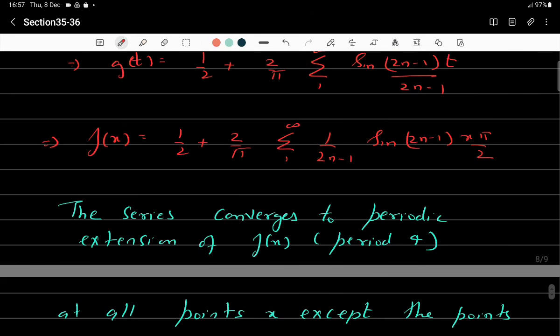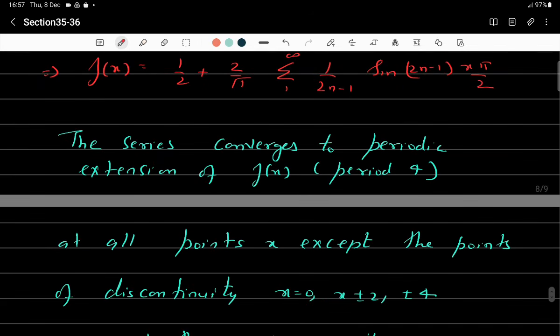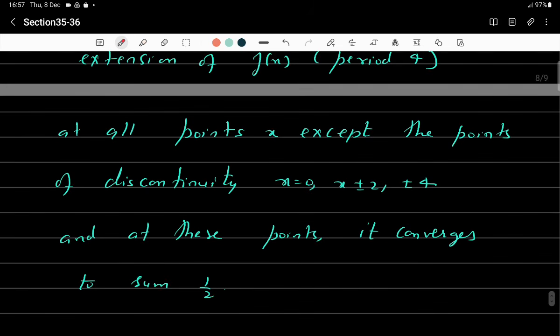And this series converges to the periodic extension of f of x. Now the period is 4 instead of 2 pi, at all points except the points of discontinuity. So you can see that at 0, at plus minus 2 and plus minus 4 and so on, it has a jump discontinuity. And at these values, using the Dirichlet condition, you can find that you need to redefine the function whose sum is 1 by 2.